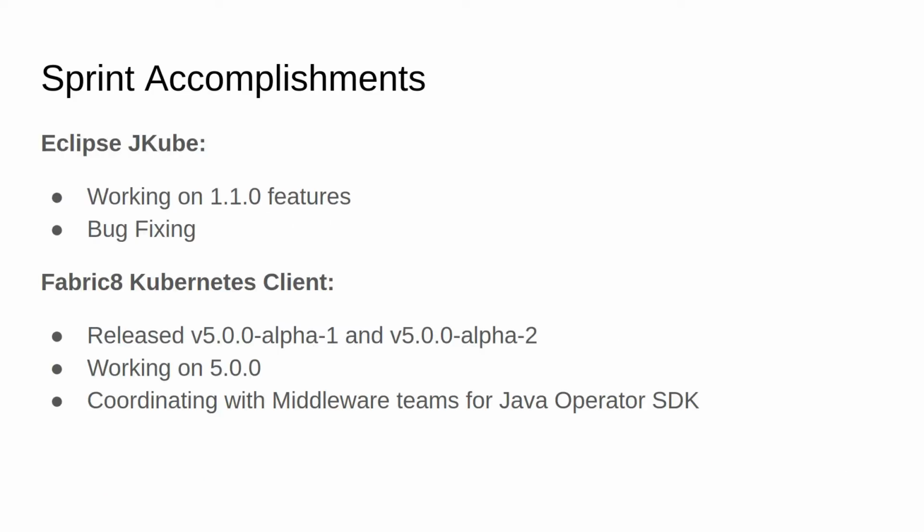This sprint we continued working on 1.1.0 features and some bug fixing based on the feedback received from the community on the Eclipse JKube side. On the Kubernetes client we released two alpha versions of 5.0.0 and we are still working on the 5.0.0 milestone to improve custom resource handling and code generation. We are also coordinating with Middleware for Operator SDK related discussions.